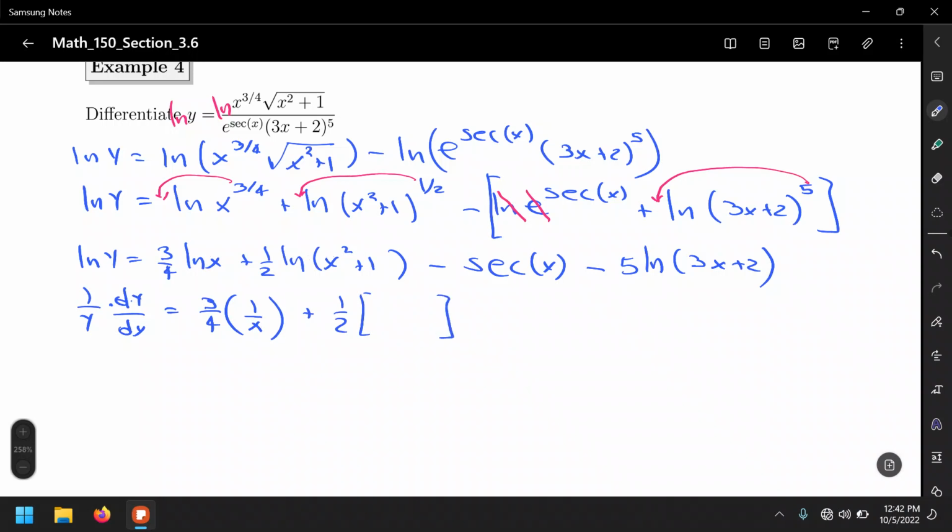In this case, the derivative is going to be 1 over the argument, which is x squared plus 1, times the derivative of the argument. What's the derivative of x squared plus 1? 2x, minus the derivative of the secant function. Does anybody recall the derivative of secant? I think we did that. Secant tangent. And minus 5 times the derivative of ln of 3x plus 2, 1 over 3x plus 2, times the derivative of 3x plus 2, which is just 3.